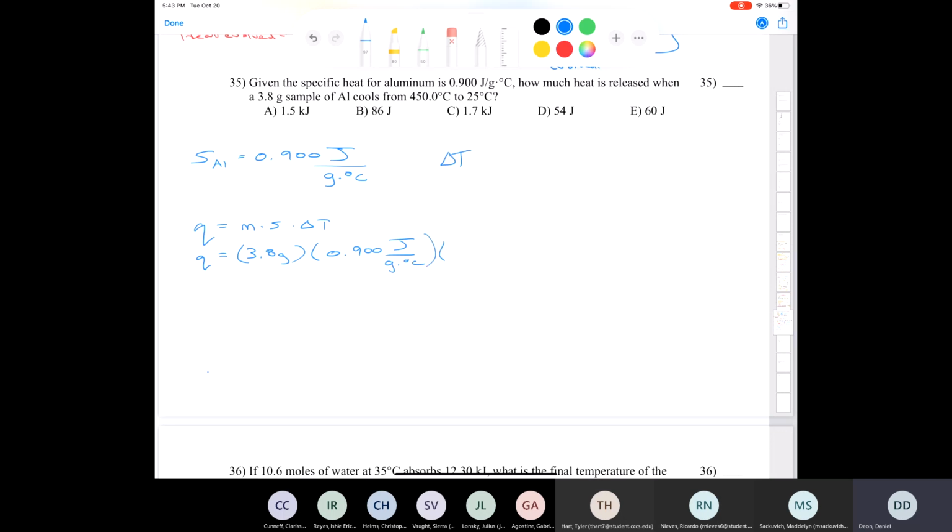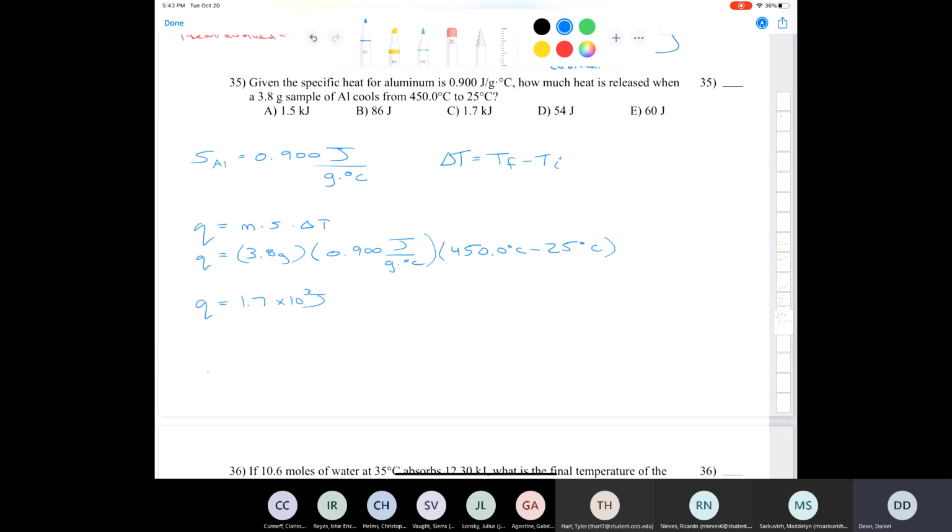Remember that delta T, just like delta V or delta E, is equal to TF minus TI. So our final temperature is 450.0 degrees Celsius. Our initial temperature is 25 degrees Celsius. I've gone ahead and done the math already on this one because I think it's pretty quick. And when you calculate that Q that's evolved, you get 1.7, because we can only have two sig figs, 1.7 times 10 to the 3 joules.